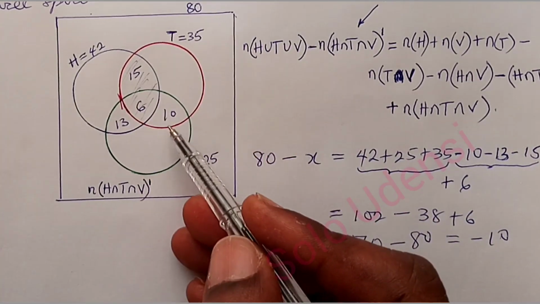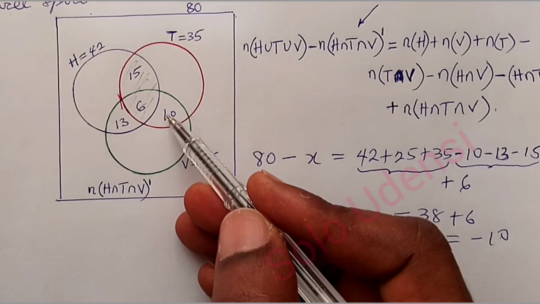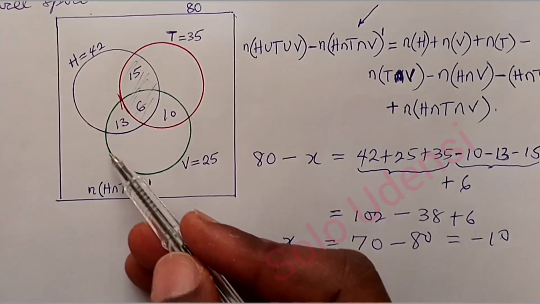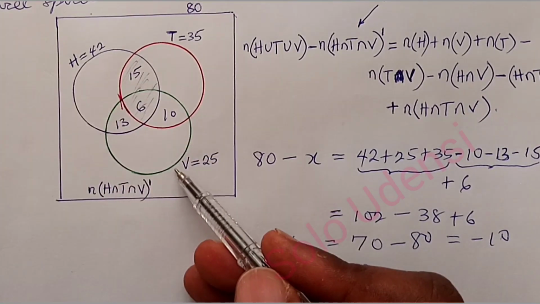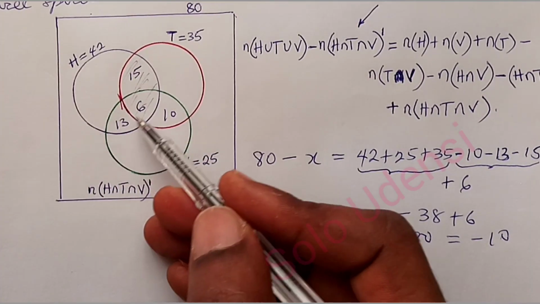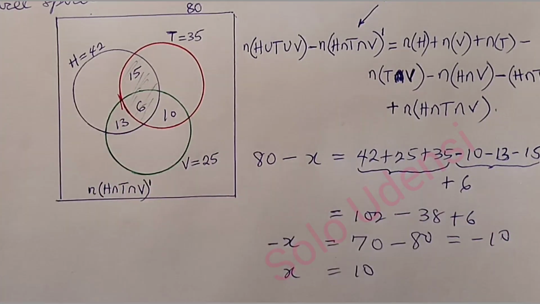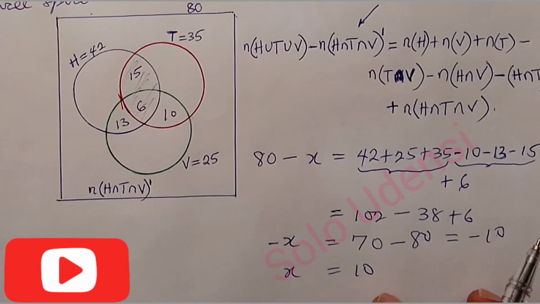So the number of people that play tennis and volleyball only will be 4. And the number of people that play handball and volleyball only will be 7. This minus this only will be 7. So that's how to do it.